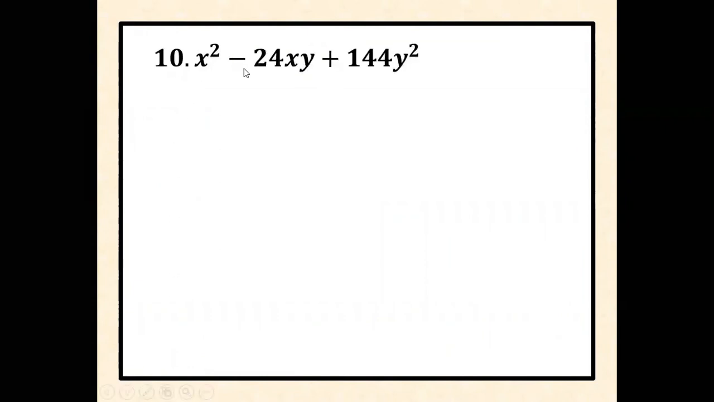So we have x squared minus 24xy plus 144y squared. So x squared is again a perfect square, so that is x squared. And 144y squared is a perfect square of 12y. And remember, this is a negative term, so therefore the squared term of the last term should also be negative.